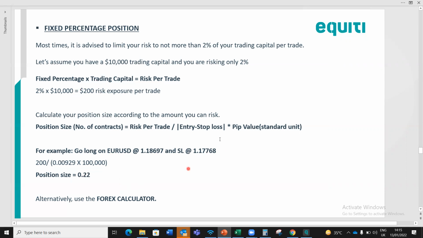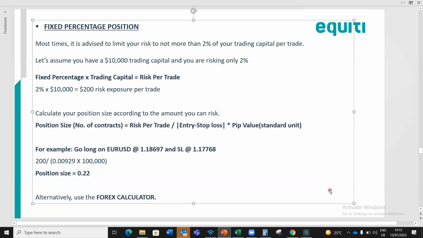Now, if this process is too difficult for you, you can alternatively go to Google Play Store, download the Forex calculator, and also use it to find your position size. The Forex calculator is going to also ask you to put in your risk percentage. Now, this is fixed percentage positioning.